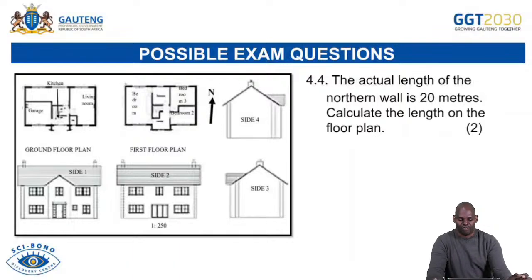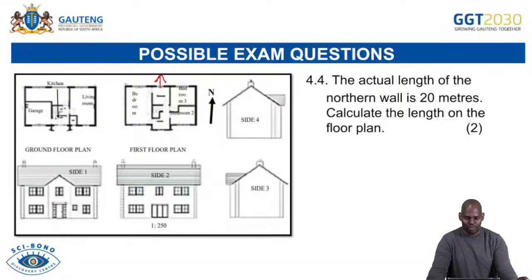Okay, then 4.4, they say the actual length of the northern wall is 20 meters. So there's the northern wall, obviously. They say it is 20 meters. Calculate the length on the floor plan. The actual length of the northern wall is 20 meters, and calculate the length on the floor plan. Okay, so if we look at this one, they say the northern wall is 20 meters.